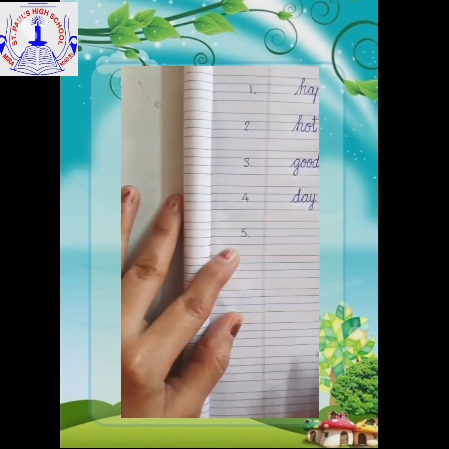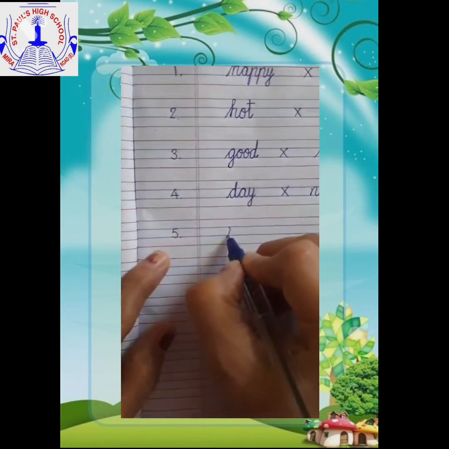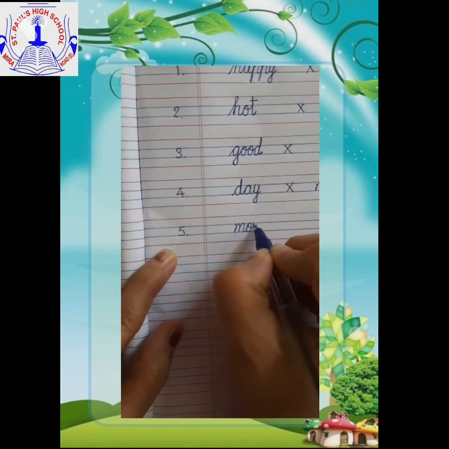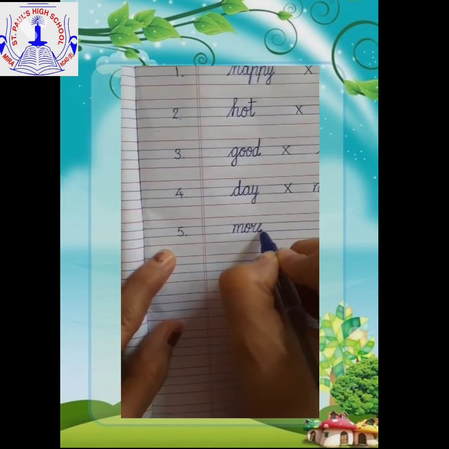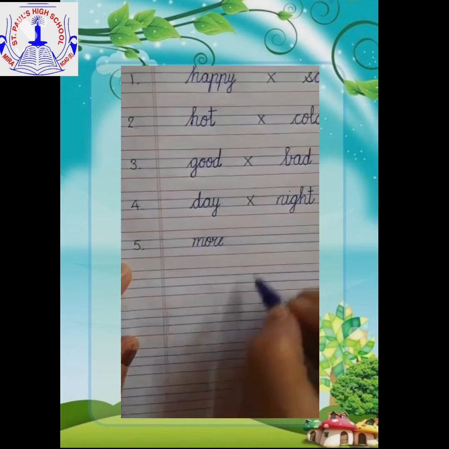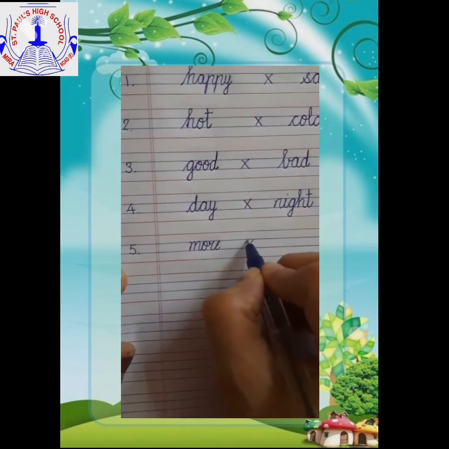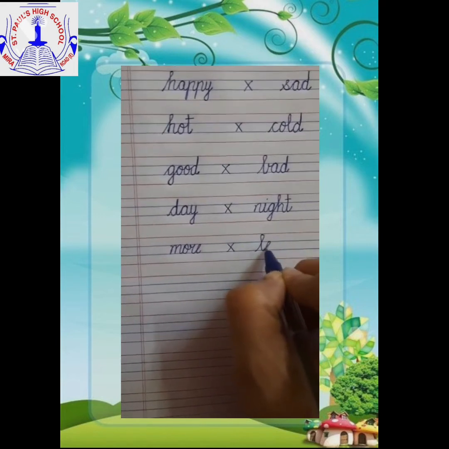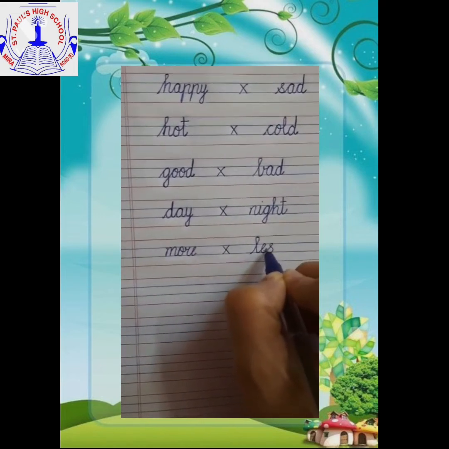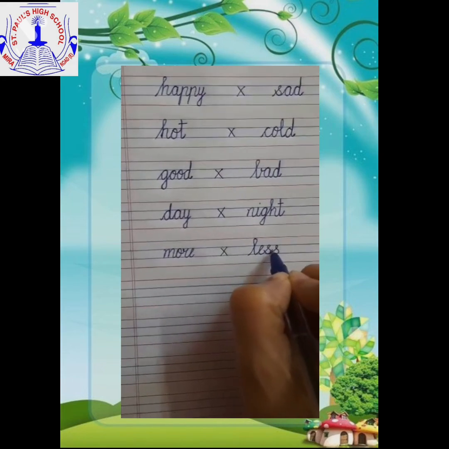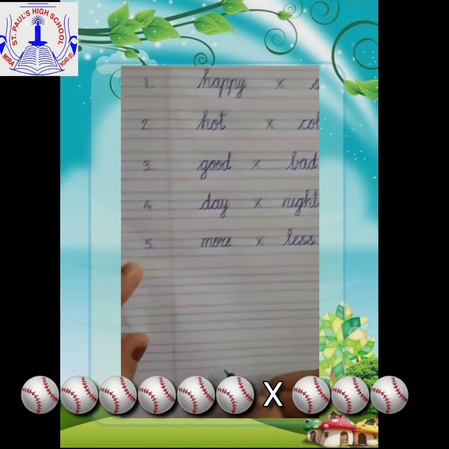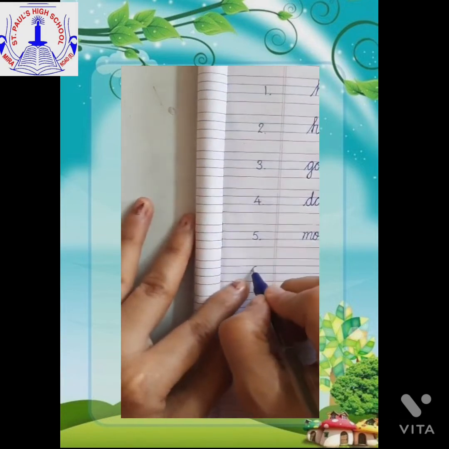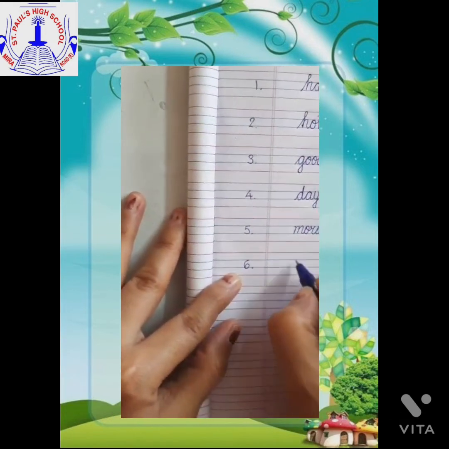The next word is more. Cursive small m, O, R, E. M-O-R-E, more. Put a small cross mark and write the opposite of more. That is less. L-E-S-S, less. The opposite of more is less. Now come to the next line and write number 6 in the margin.